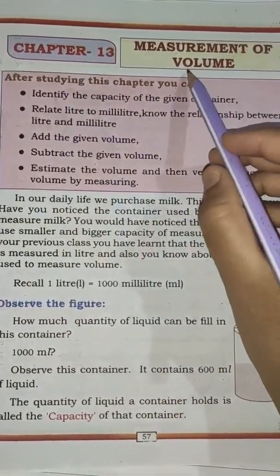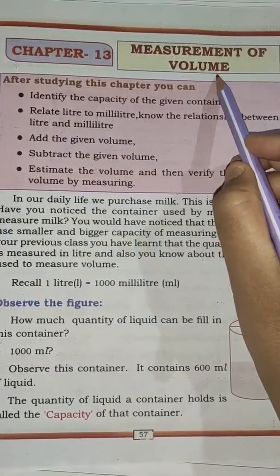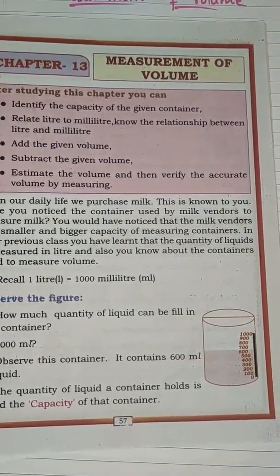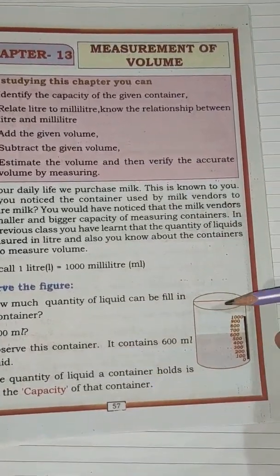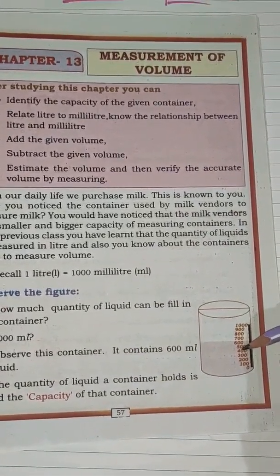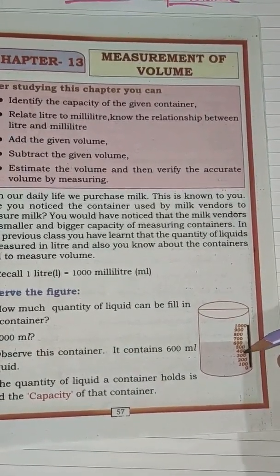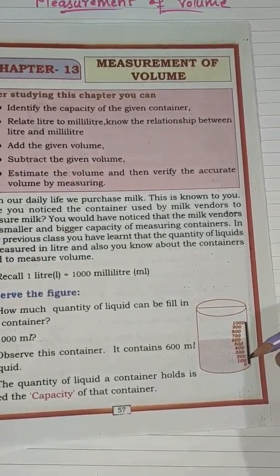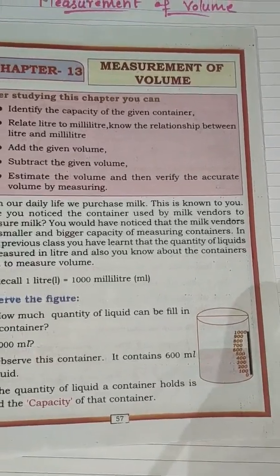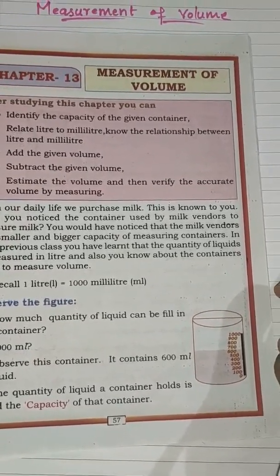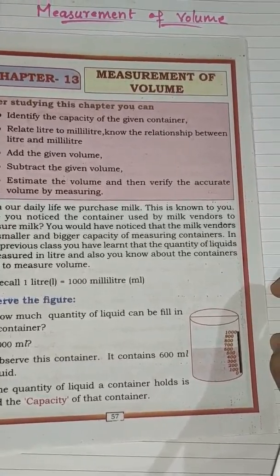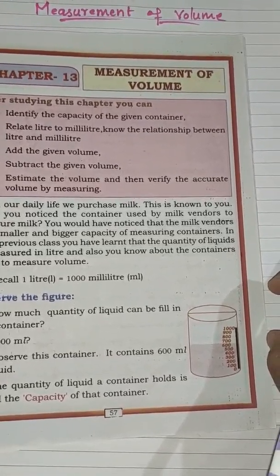So children, first let us know what this volume means. Volume is nothing but the quantity of liquid in a container. So the quantity of liquid in a container is called the volume of the liquid. Okay, so there are two standard units of volume. The first one is milliliter and liter.